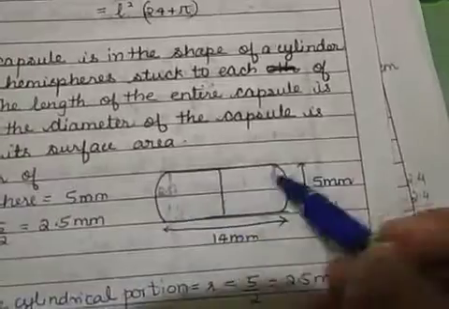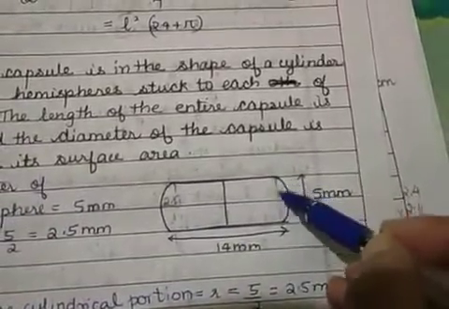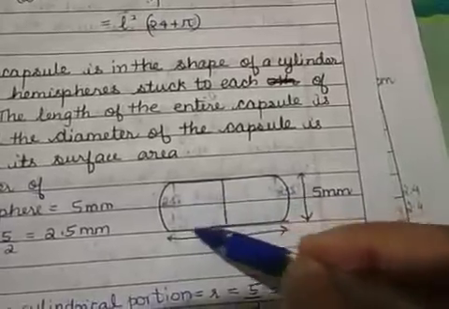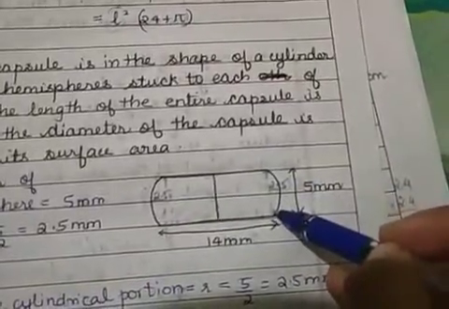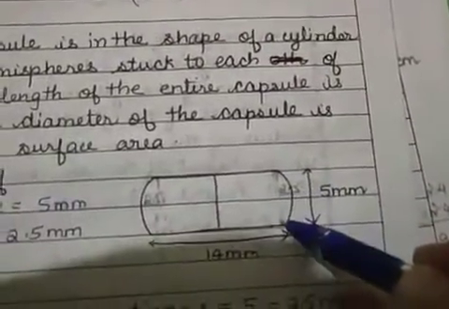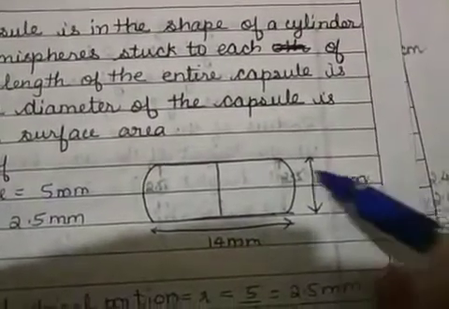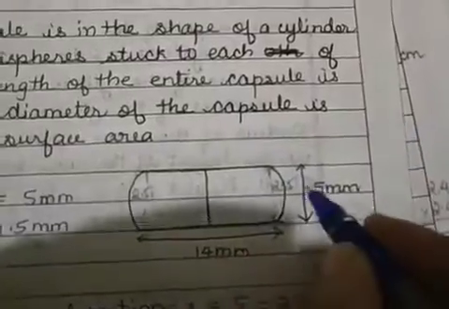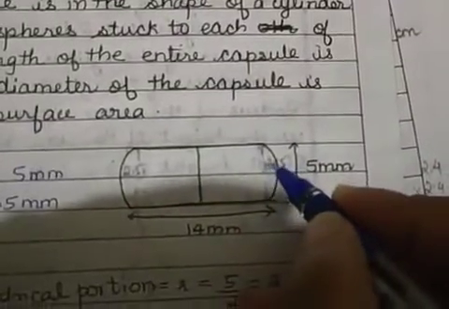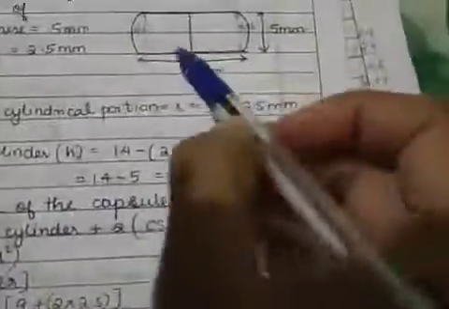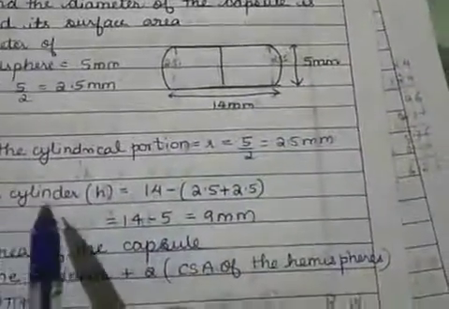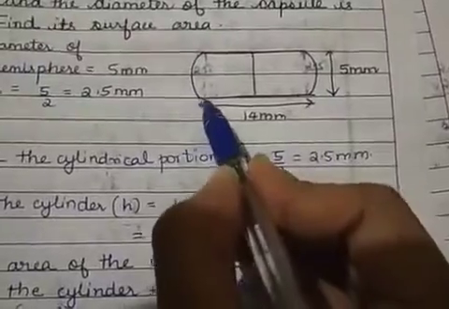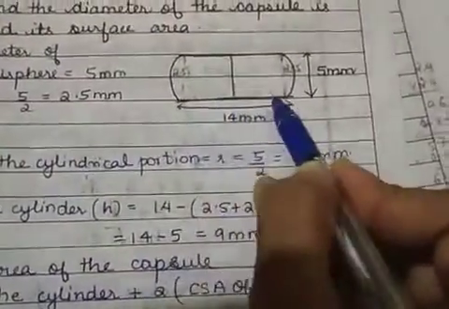Now whatever diameter is there of the hemisphere, the cylinder also has the same diameter, correct? So the cylinder also has diameter 5 millimeters. So this also is 5 millimeters and the radius is 2.5 millimeters. Now we have to find the length of the cylinder, or the height of the cylinder. Now what is given to you is the total height, which is this entire thing, correct?